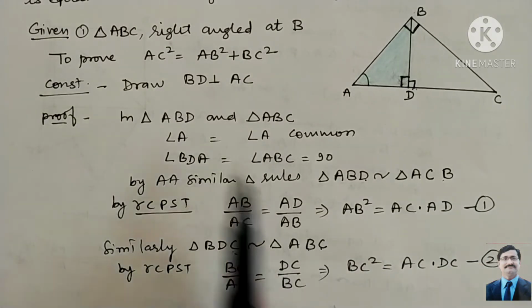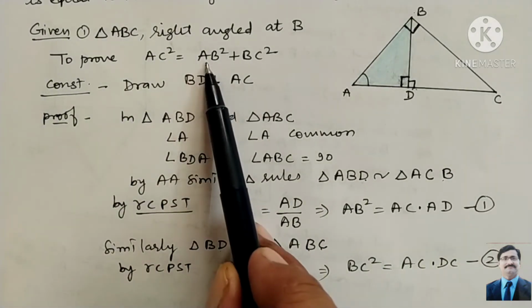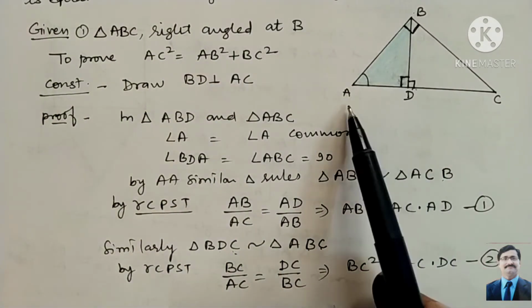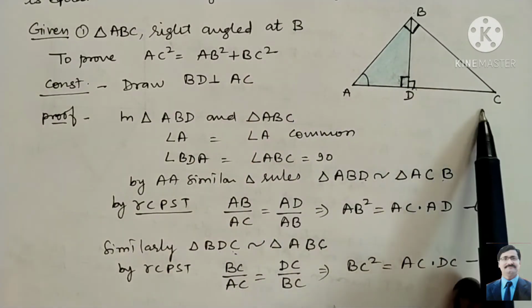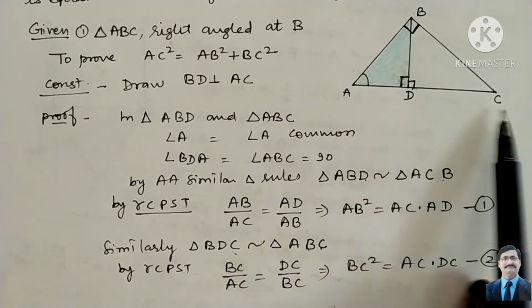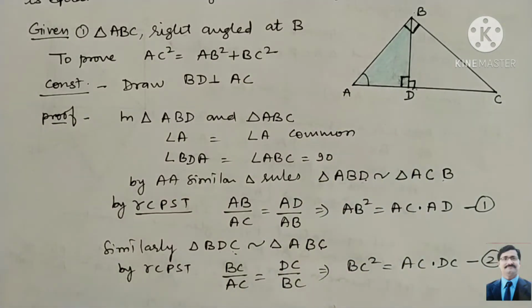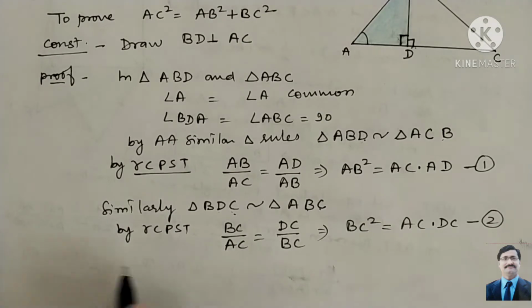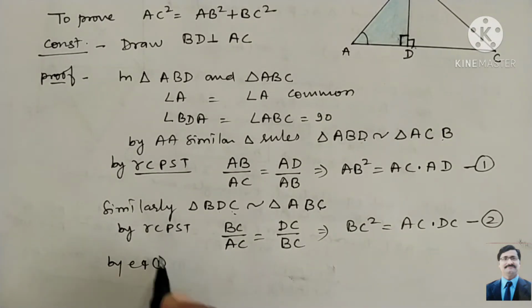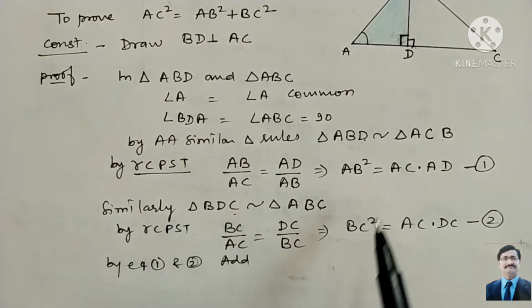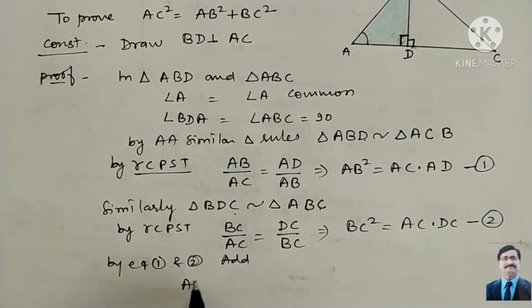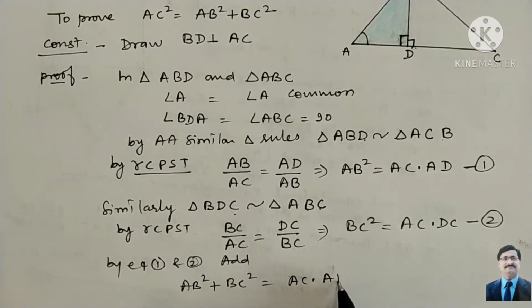Look here, by the first equation we get AB square equal to AD into AC, and in the second equation we get BC square equal to DC into AC. Now by equations 1 and 2 we will add them, because we have to add AB square and BC square. So we get AB square plus BC square equal to AC into AD plus AC into DC.